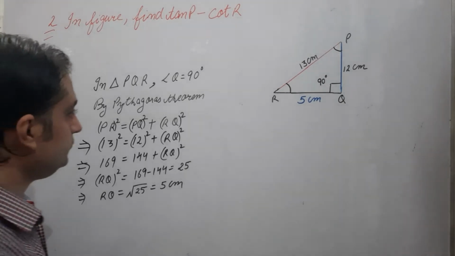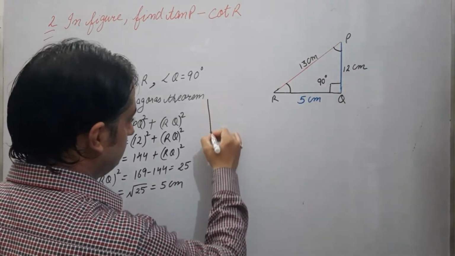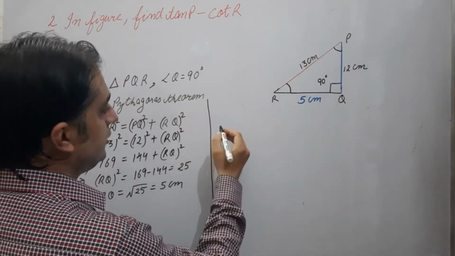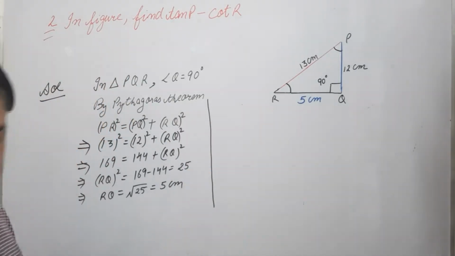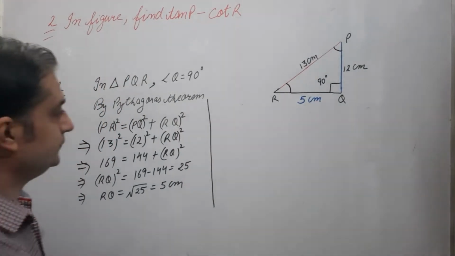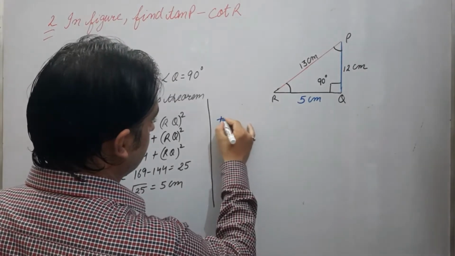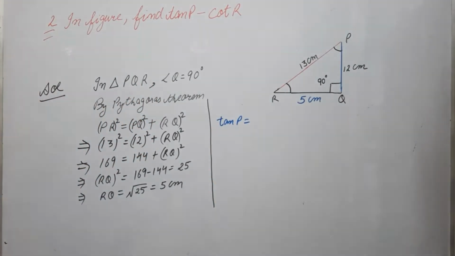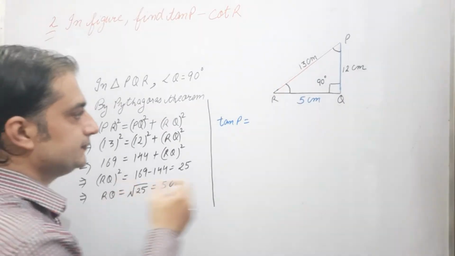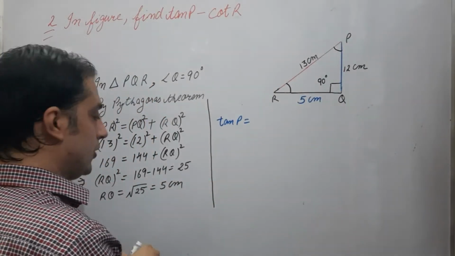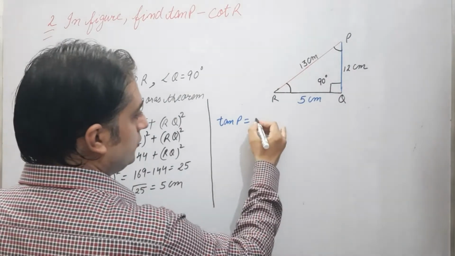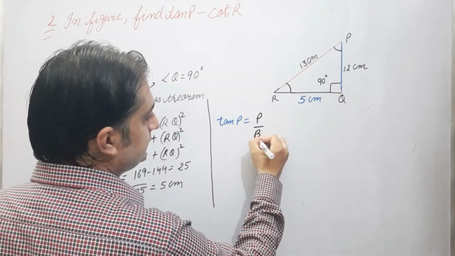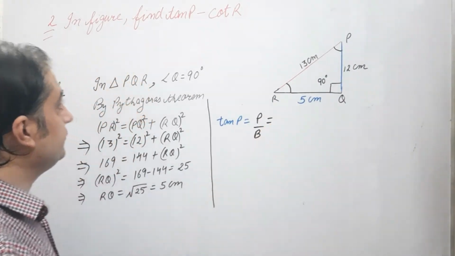Now find the T ratio, tangent of P. First, tangent of P. You know tangent of P is what? It requires two lengths. One is perpendicular, another is base. So perpendicular upon base, for angle P.